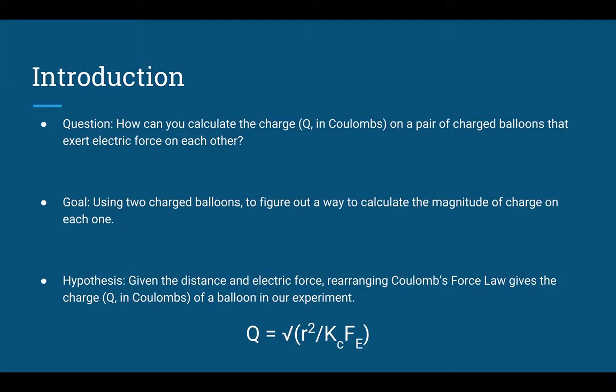Our hypothesis was that given the distance and electric force, rearranging Coulomb's law gives us an equation to calculate the charge on one balloon in our experiment. That equation is Q equals the square root of the distance squared over Coulomb's constant times the electric force.